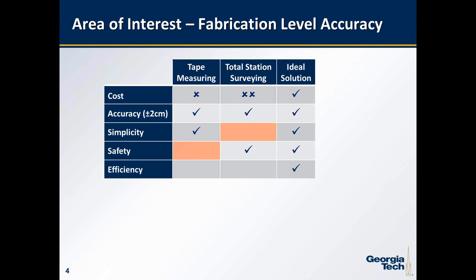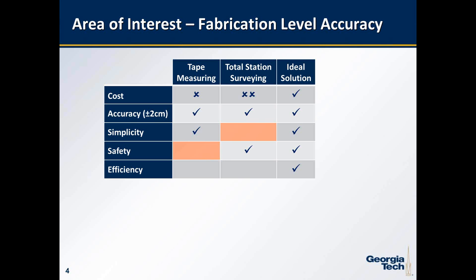So what can be an ideal solution for this case? An ideal solution is inexpensive, is accurate enough for fabrication level. It's simple to use, no expertise is required, and it is safe, and it is also efficient. By efficient, we mean that it's kind of an automatic process, so it is efficient in terms of time and in terms of cost for the labor or the equipment.